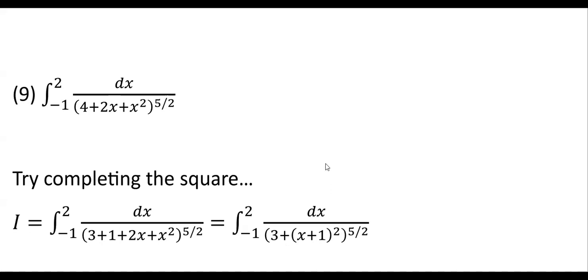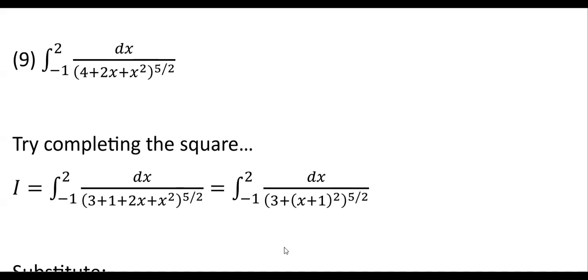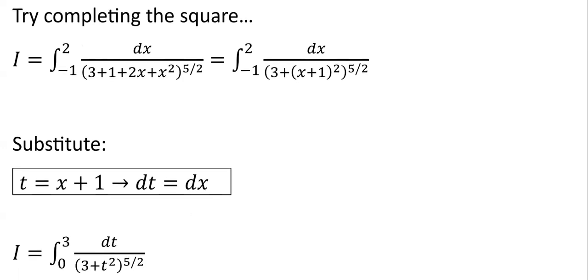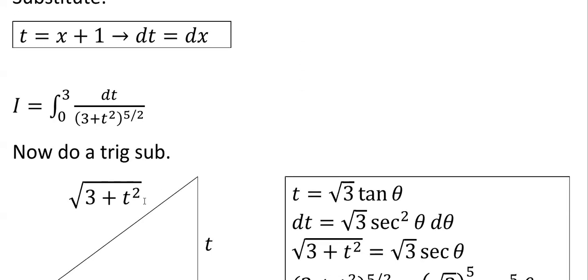Now I made a substitution. t is x plus 1, dt is dx. This is a definite integral, so we got to change our limits. Don't forget that. So the integral from 0 to 3 of dt over (3 plus t squared) to the 5/2 power. Now something squared plus something squared, technically that's root 3 squared, right? I can do a trig sub.